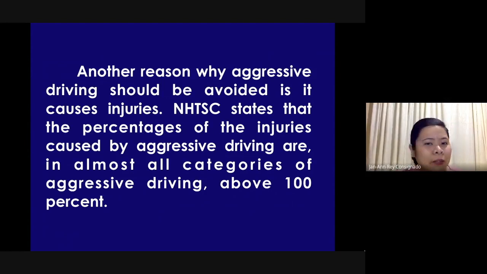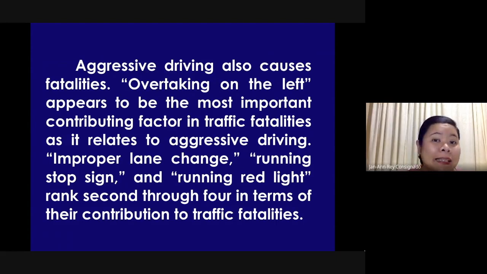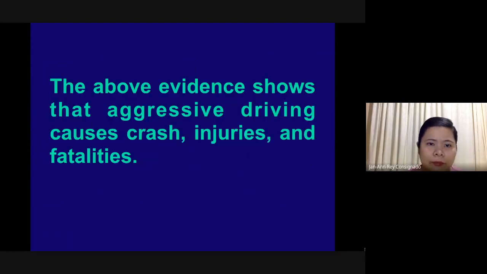Another reason why aggressive driving should be avoided is it causes injuries. NHTSC states that the percentages of the injuries caused by aggressive driving are, in almost all categories of aggressive driving, above 100%. Aggressive driving also causes fatalities. Overtaking on the left appears to be the most important contributing factor in traffic fatalities as it relates to aggressive driving. Improper lane change, running stop sign, and running red light rank second through 4 in terms of their contribution to traffic fatalities. The above evidence shows that aggressive driving causes crash, injuries, and fatalities.